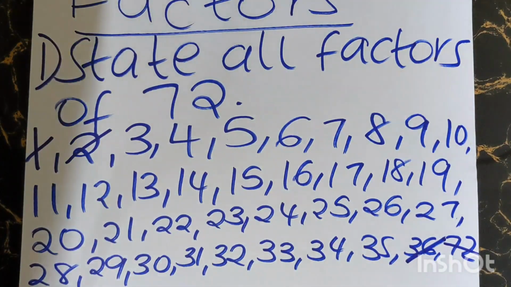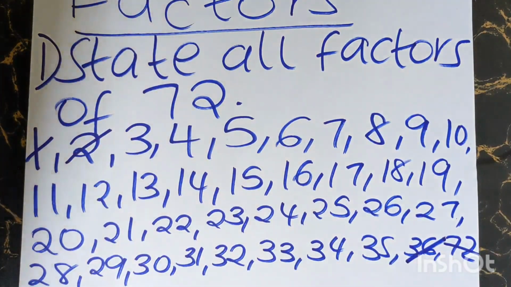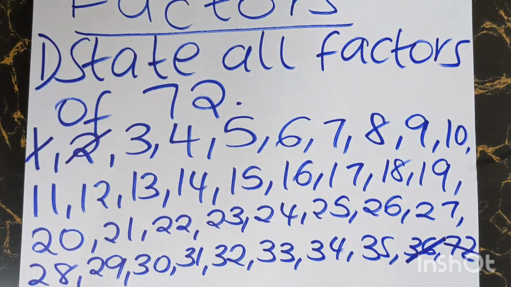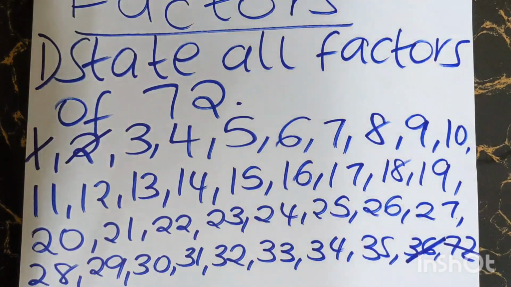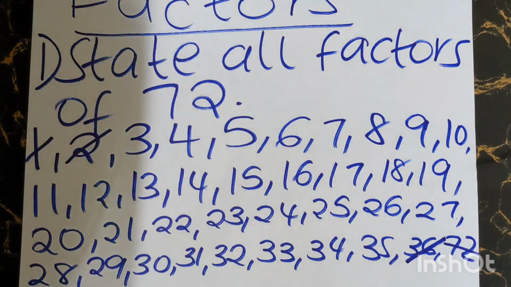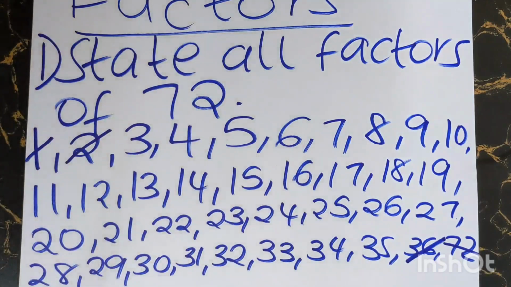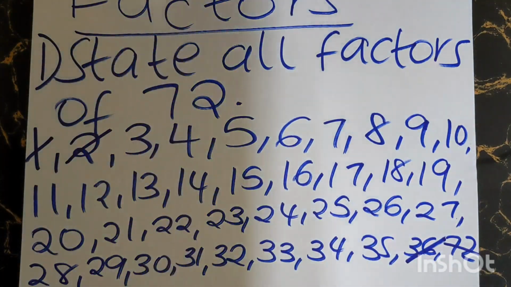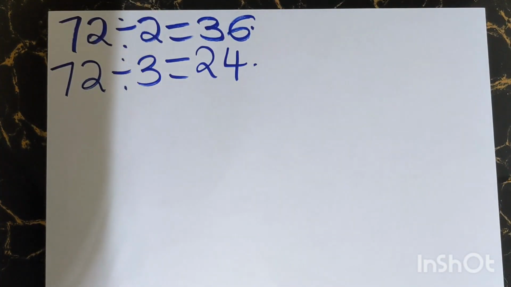Is 72 divisible by 3? Do you remember the divisibility test for 3? How do you know if a number is divisible by 3? We said a number is divisible by 3 if when you add the digits in the number, you get 3 or a multiple of 3, okay? And 7 plus 2 we all know is 9, okay? And is 9 divisible by 3? Yes, 9 is divisible by 3. So that means that 72 is divisible by 3, okay? When you divide it using long division, we get 72 divided by 3 is 24. So that means that 3 and 24 are also factors of 72.